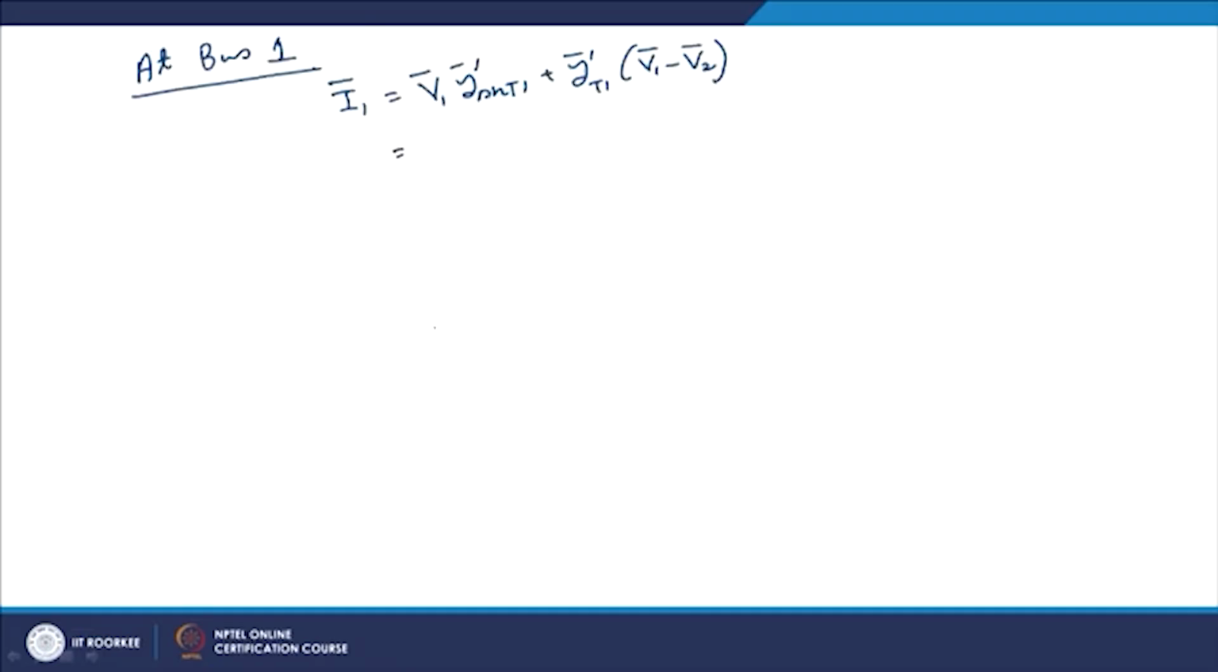So, if we collect the terms, we get y'SH T1 plus y'T1 into V1 minus y'T1 into V2. So, this is equation 1.